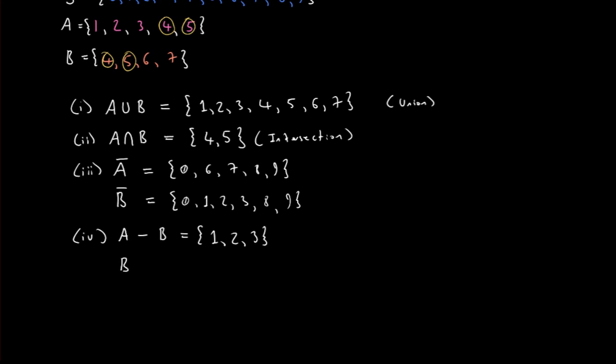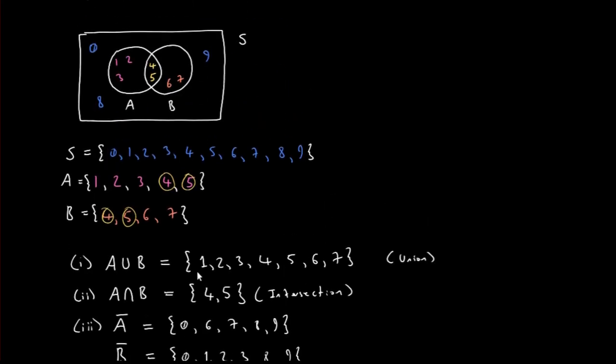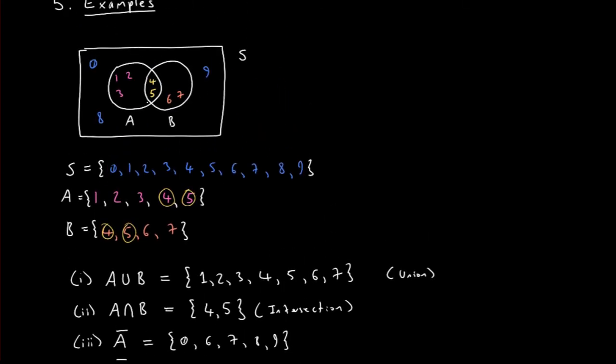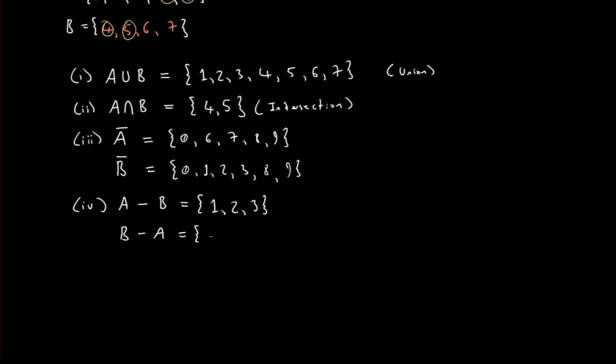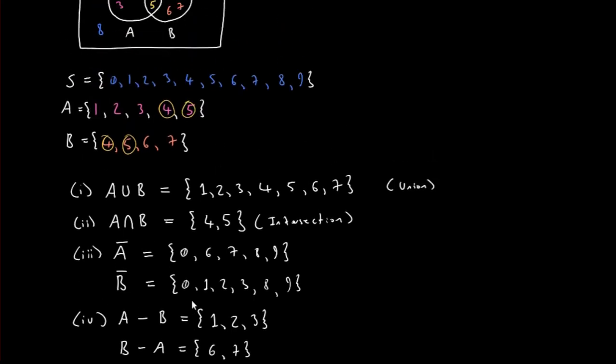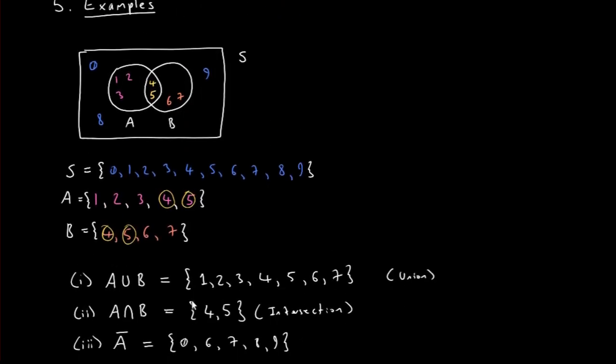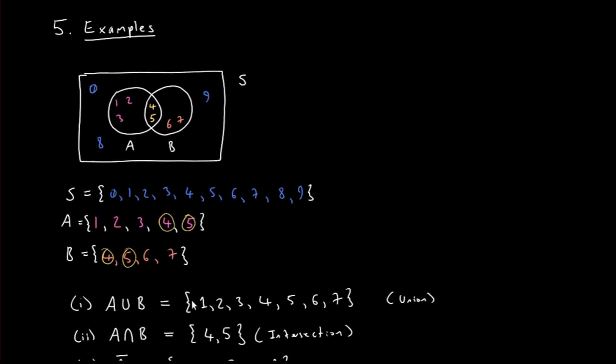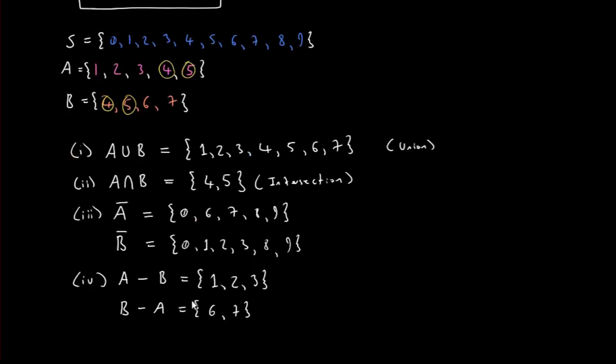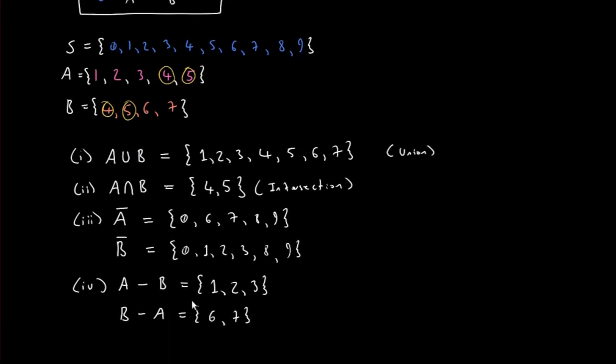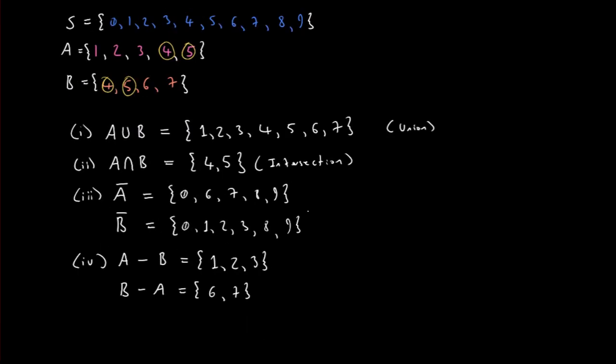Worth investigating the other way around, so B minus A, what's that going to be? Well, again, B is everything in this circle here, and we want to remove everything in A, so we're removing what's in their overlap, and we're just left with the 6 and the 7. So B minus A is just that 6 and that 7, okay? Very good, so I think that's quite nicely represented what I mean by unions, intersections, complements, and differences.